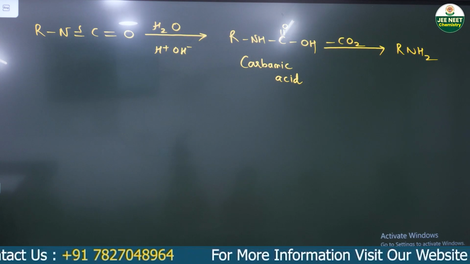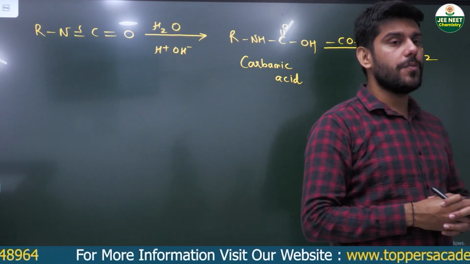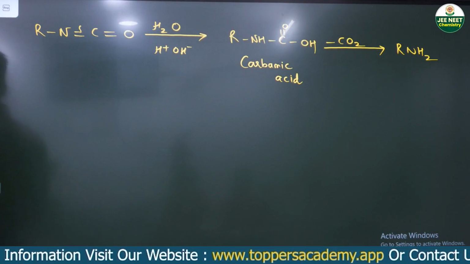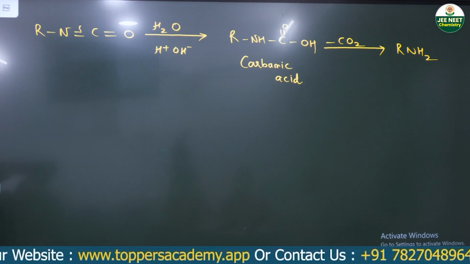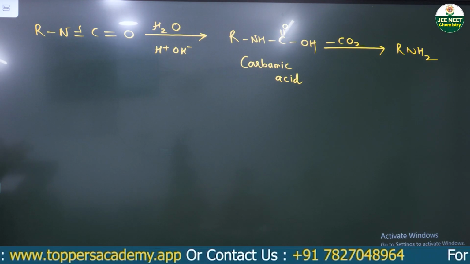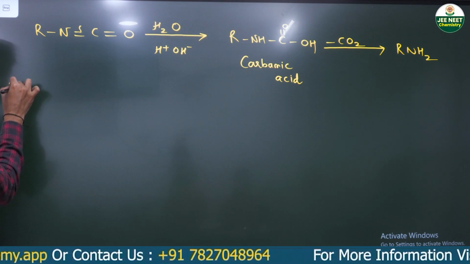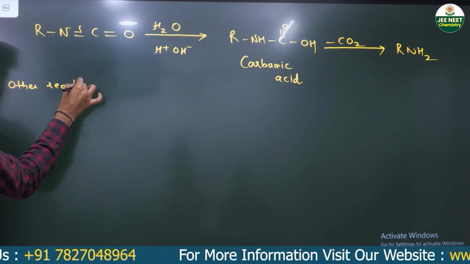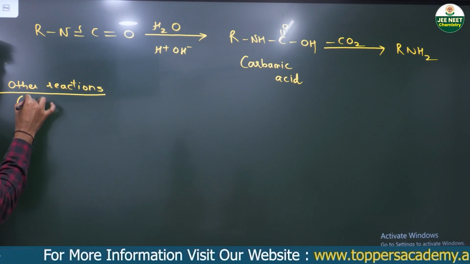Okay. So this is one of the reactions which proceeds via isocyanate intermediate. But there are other reactions also which proceed via isocyanate intermediate and give you primary amines. Like for example, other reactions. They also proceed via isocyanate intermediate.